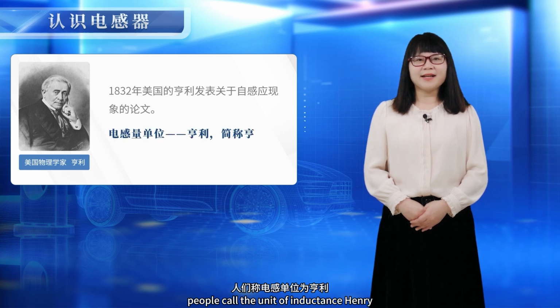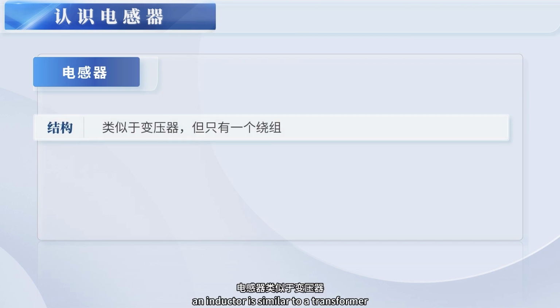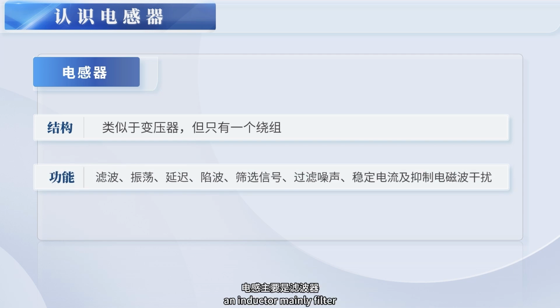People call the unit of inductance Henry, abbreviated as H. In this class, let's learn about inductors. The structure of an inductor is similar to a transformer, but with only one winding. In the circuit, an inductor mainly filters, oscillates, delays, notches, and extracts signals. It filters noise, stabilizes current, and suppresses electromagnetic interference.